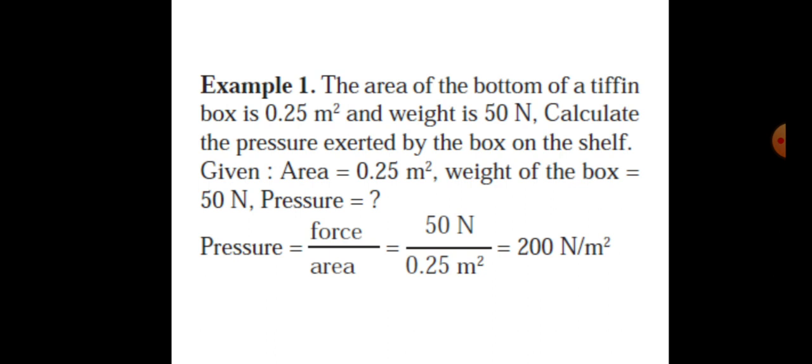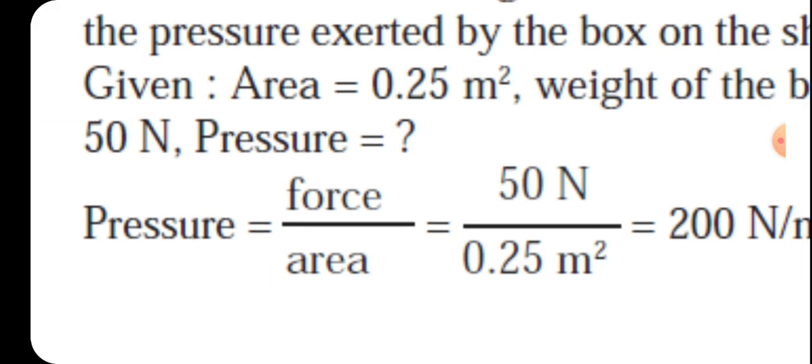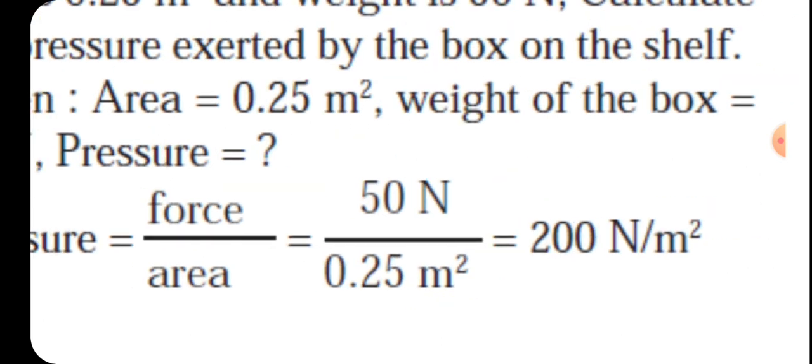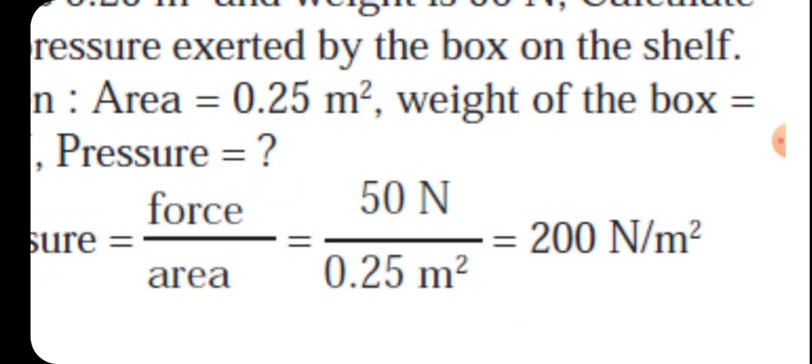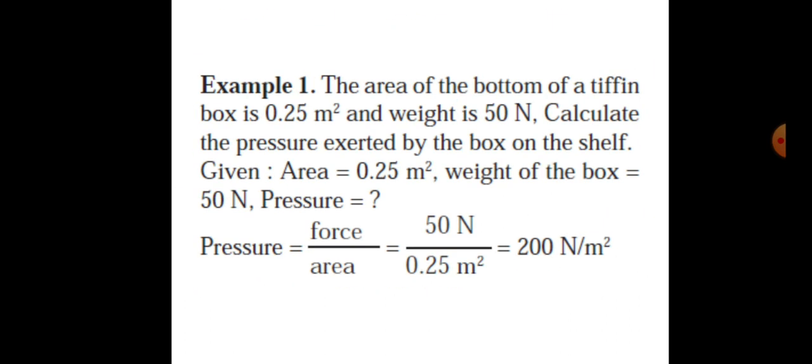Area is given as 0.25 meters square, weight of the box is 50 Newton, and we have to calculate the pressure exerted by the box on the shelf. Pressure is equal to force upon area, and pressure is equal to weight upon area. This is also correct. If you write pressure is equal to force, or weight, upon area, that is correct. So 50 Newton divided by 0.25 meter square. The answer is 200 Newton per meter square. The calculation part is shown on next slide.